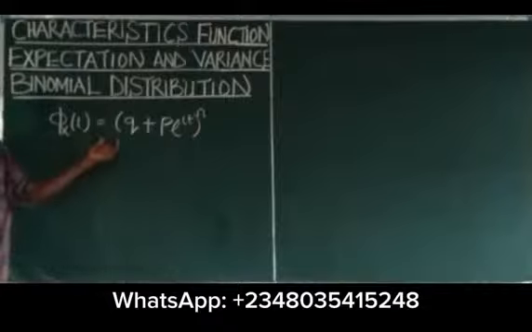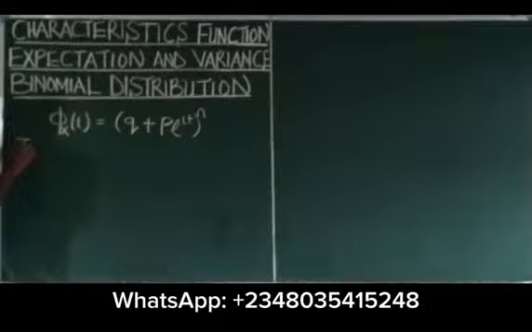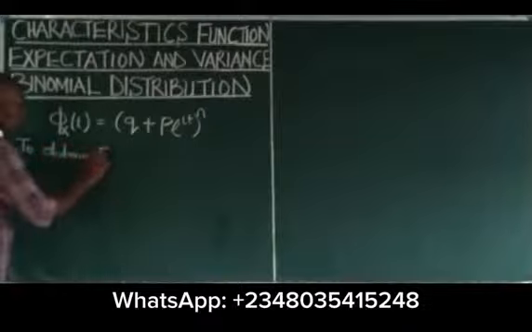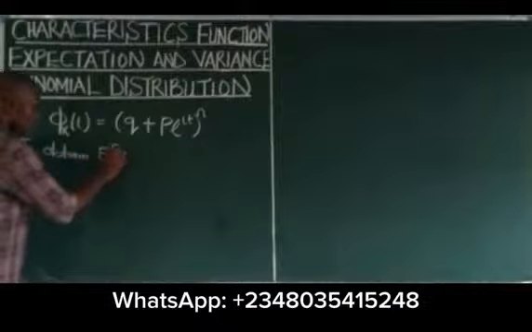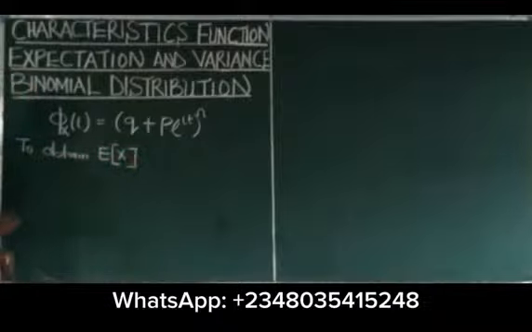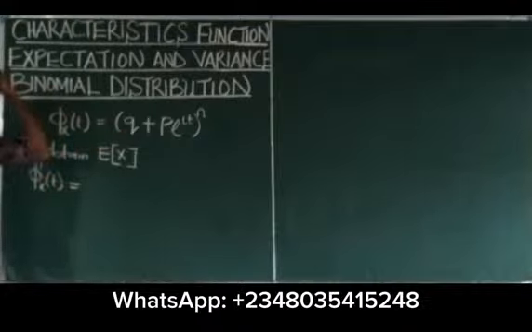The first thing to do is to obtain the expected value of X, or the expectation of X. To do that, we take the first derivative of the characteristic function of the given binomial distribution.